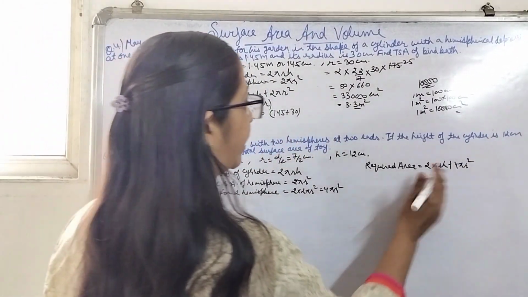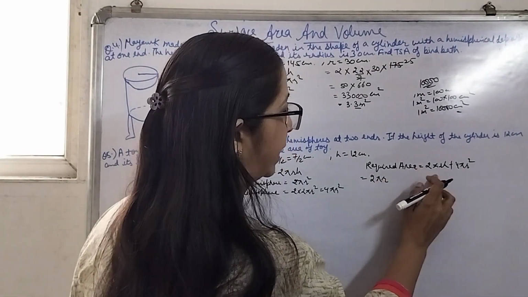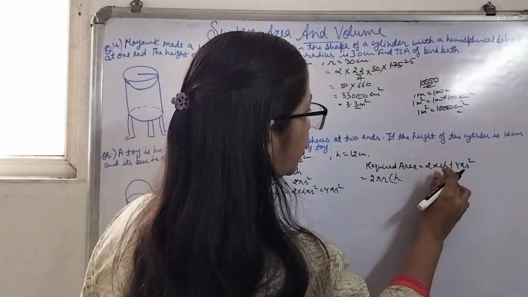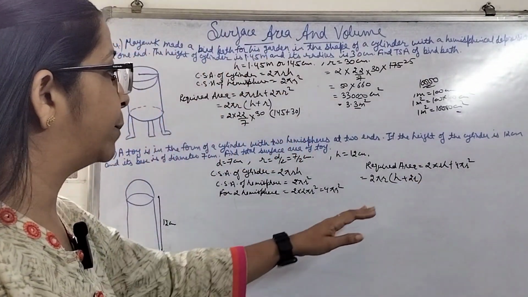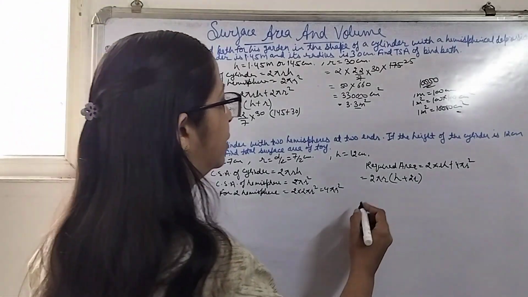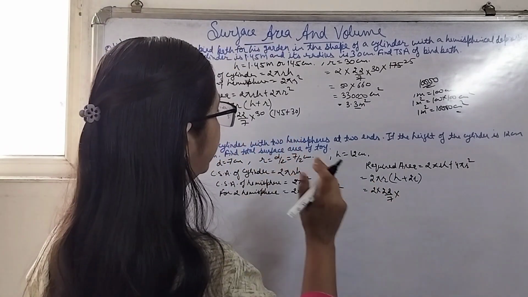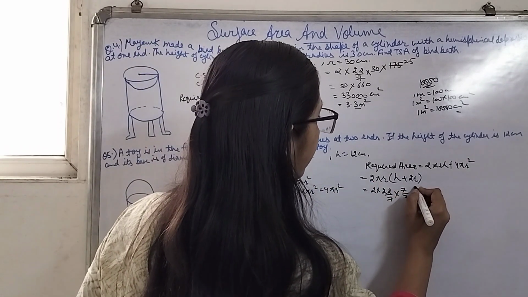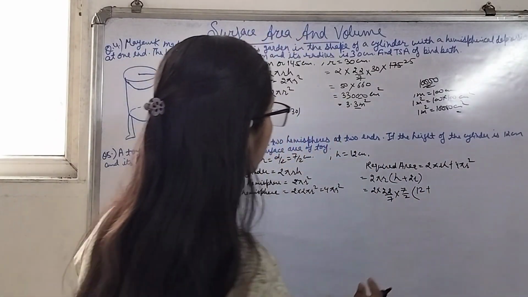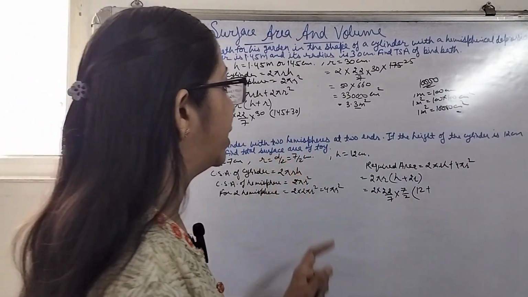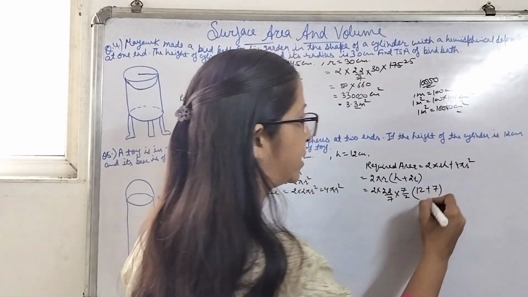Now see over here, 2 pi r could be taken common from both of them. We have taken it common. The remaining will be h over here, and from here it will be 2 times r. Now if we keep the values, it will be 2 multiplied by 22 by 7 multiplied by r, which is 7 by 2. In the bracket, h is 12 plus 2 times r. 2 times r means 2 multiplied by 7 by 2, that could be written as 7 even.